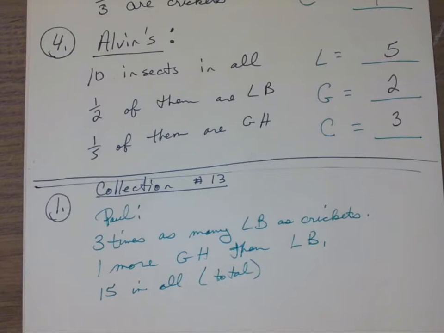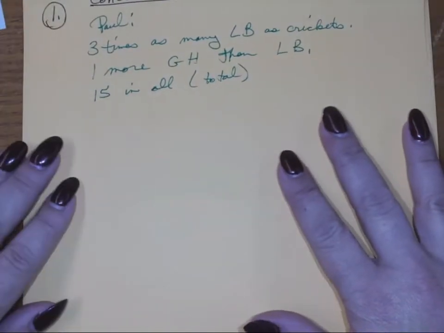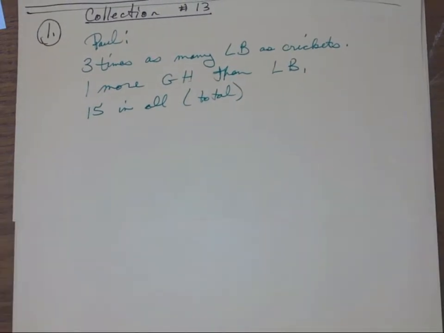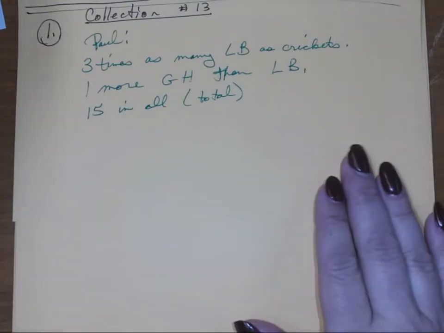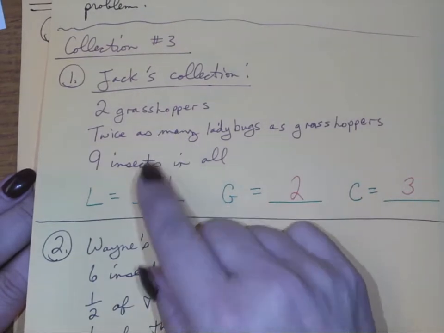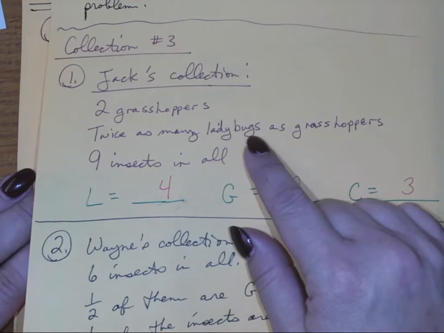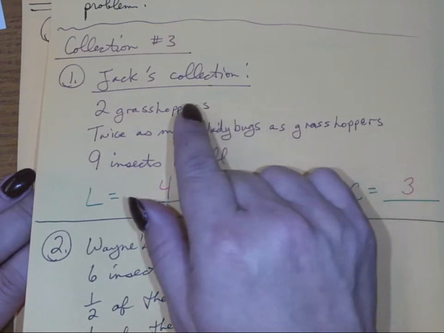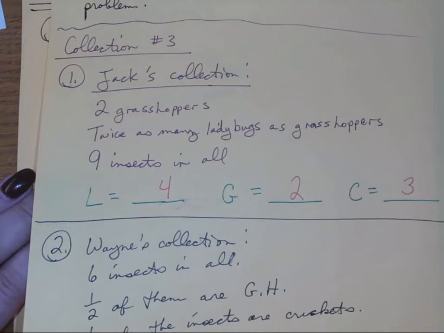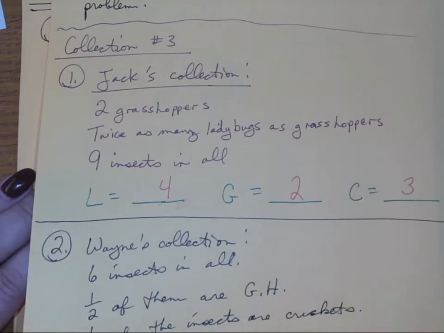Okay. So here's the trickiness about the Paul collection here. The difference about Paul is that we don't know a set number of any of them. So in the other ones, for instance, in the very first one we did, we had 2 grasshoppers, right? We knew, boom, 2 grasshoppers. And even though they didn't tell me exactly how many ladybugs, I could relate that back to the number of grasshoppers, right? Twice as many as the grasshoppers. So I had to think, okay, how do the ladybugs relate to the grasshoppers? But at least I had an idea, right?